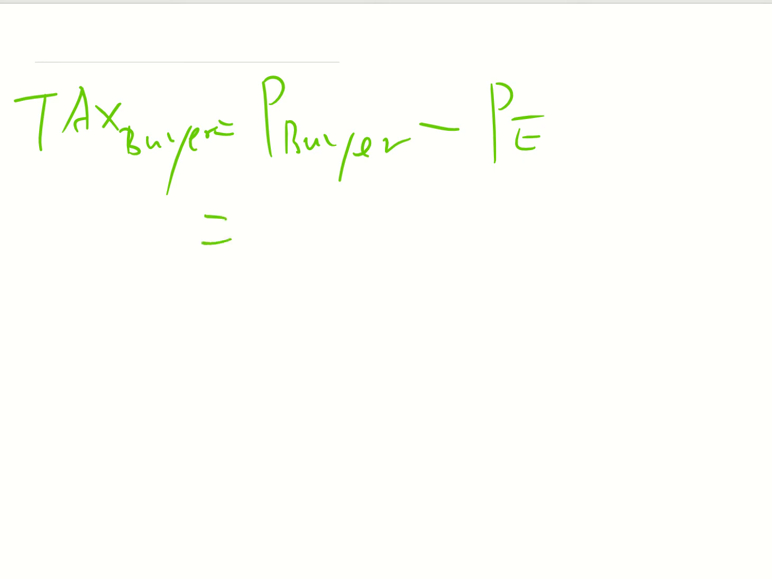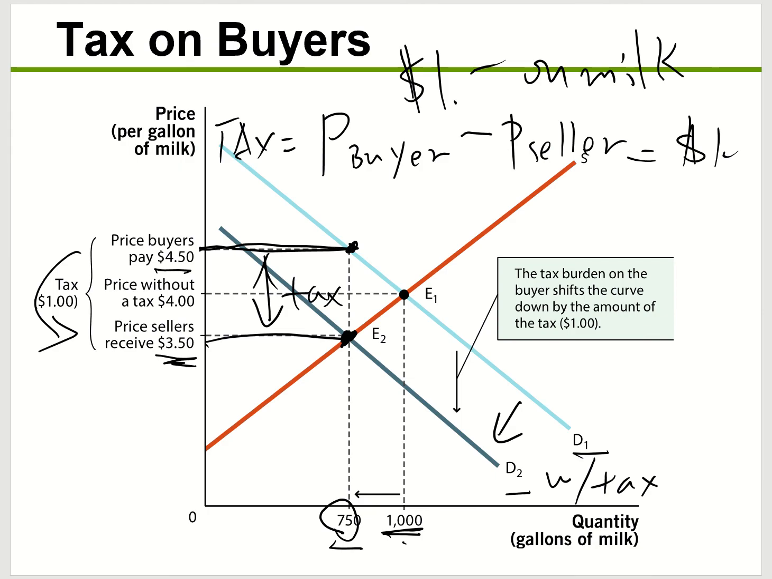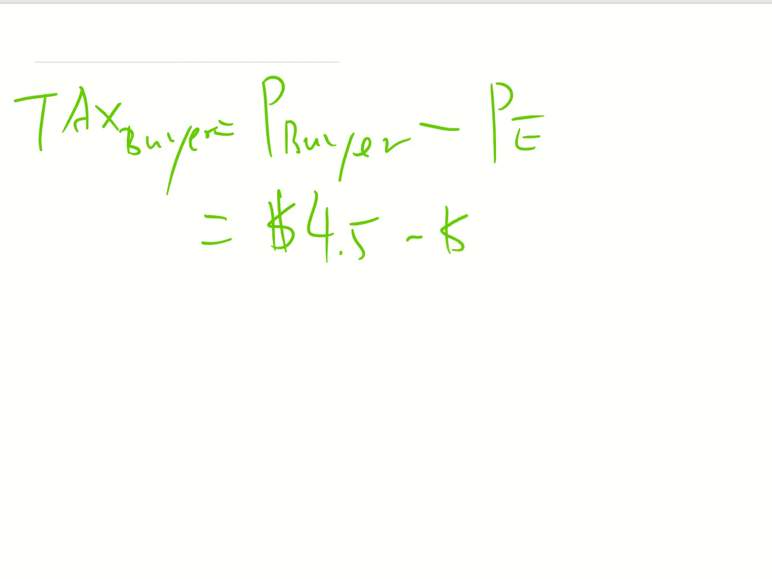So the buyer price according to the graph was at 450. The equilibrium price, I believe, is $4. Yes, $4. So the equilibrium is $4. So 450 minus $4, then the tax on the buyer will be 50 cents.